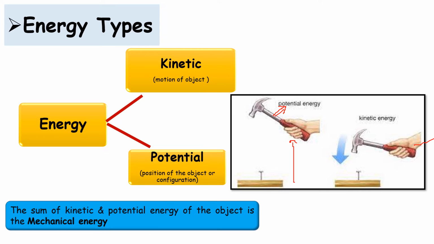Now I am taking that hammer down and hitting on the nail. So I am moving the hammer down. That means now because the hammer is in motion, it has got kinetic energy. Now the sum of this potential and kinetic energy is the mechanical energy which I am using to hit on this nail. So this is a mechanical energy. The sum of kinetic energy and the potential energy is the mechanical energy.